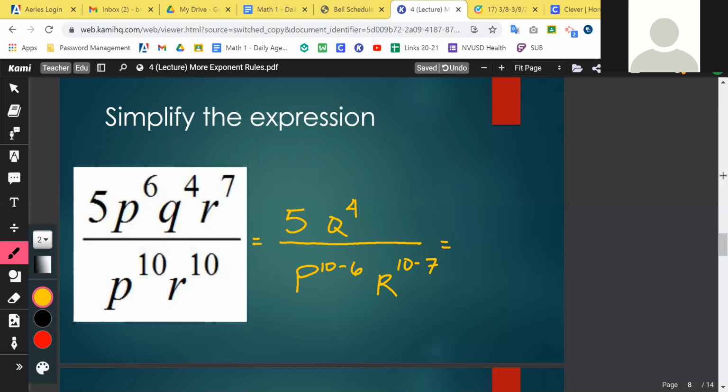So my final answer, the numerator on the top of the fraction, 5q to the 4th. And then in the bottom, in the denominator, I have p to the 4th power and r cubed.